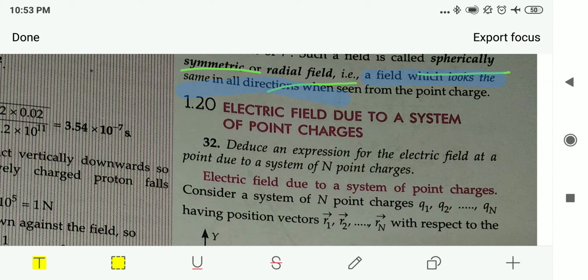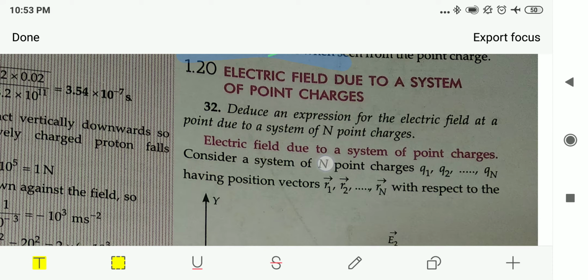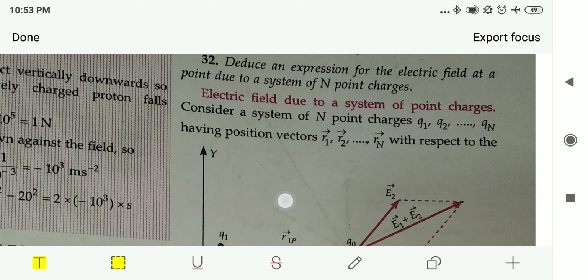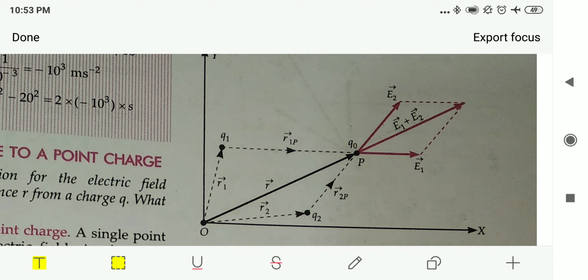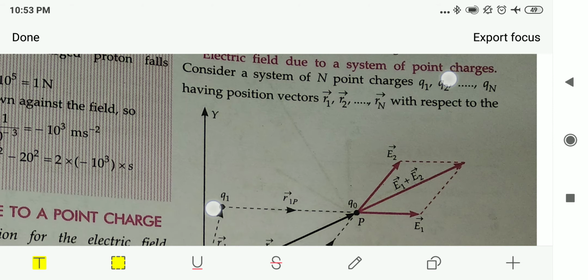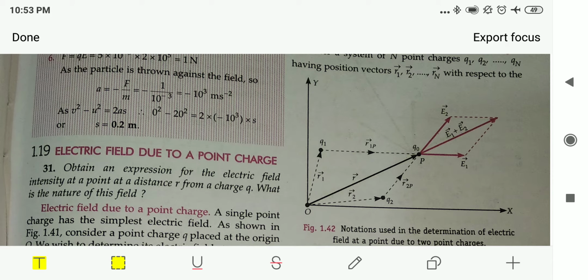Our next topic is electric field due to a system of point charges. We discussed electric field due to a point charge, and the next topic is electric field due to a system of point charges, where we have many point charges, and we will discuss the electric field due to them.